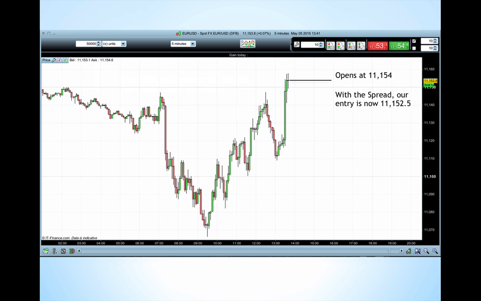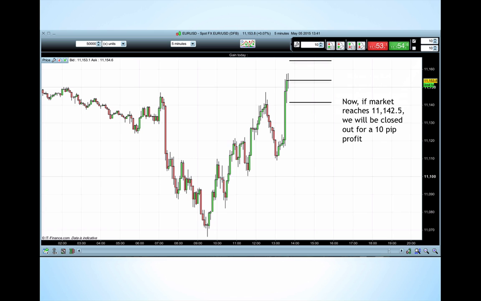With the spread taken into account, our entry is now 11,152.5. We set our stop to 10 points. This sets at 11,162.5. We will now be closed out automatically for a 10 pip loss if the market touches this zone before our limit is reached, or we close the position manually. We also set our limit to 10 pips. So, if the market reaches 11,142.5, we will be closed out for a 10 pip profit automatically.